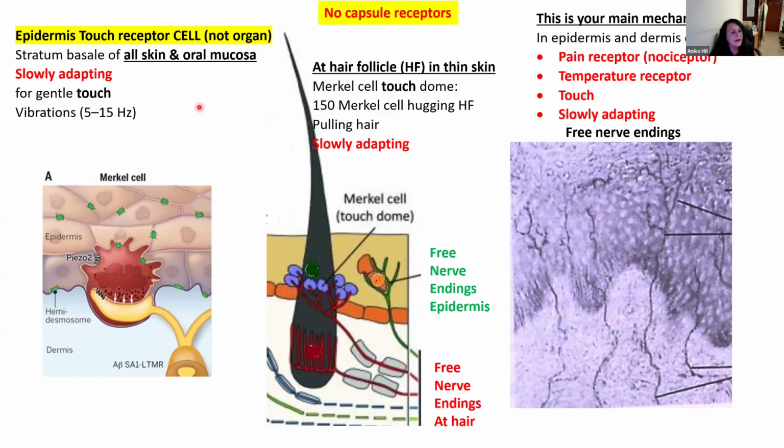Okay, so let's look at them one by one. The epidermis touch receptor: observe, this is actually a cell. It is not a receptor organ.